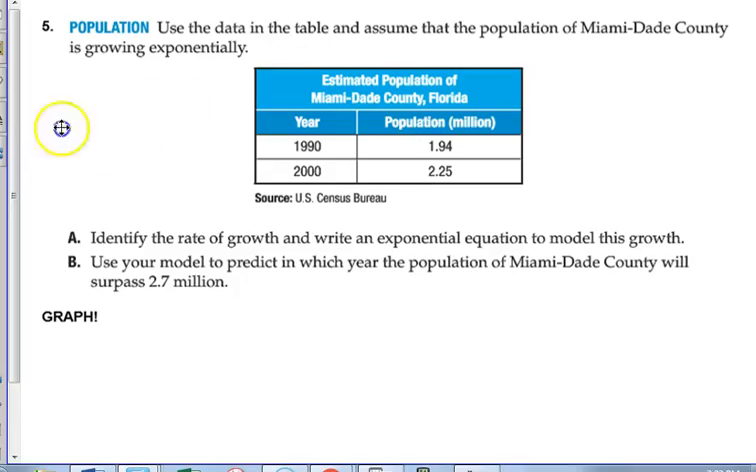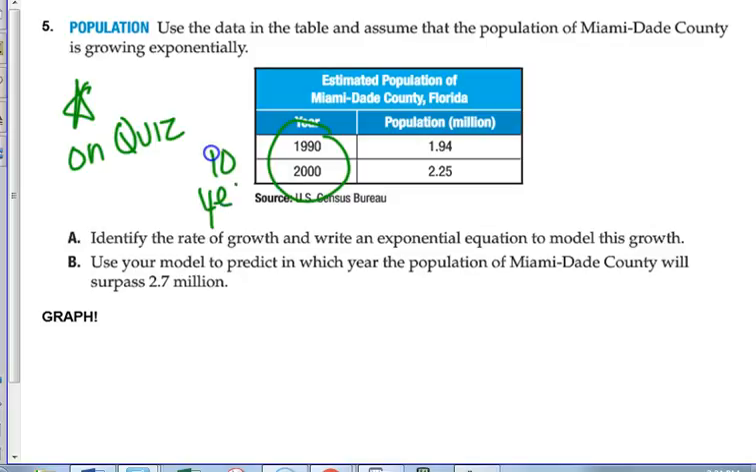Guys, this is the one I wanted to get to because there's one like this on the quiz. It is on the calculator part, not the no calculator part. And there's also one on the homework like this. It says, assume the population of Miami-Dade County is growing exponentially, and we have these 2 points in time with a difference of 10 years. Everybody all right with that fact? We're going to use this as our original amount, and this is our new amount because we want to know the growth rate.